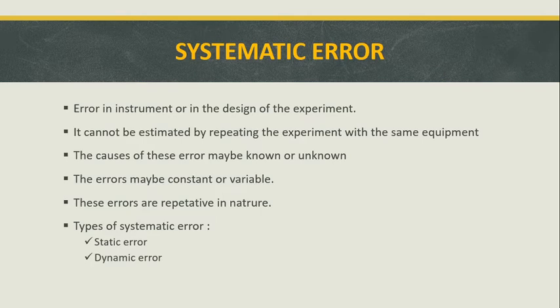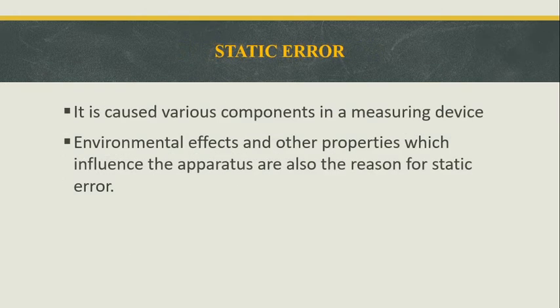This error may be constant or variable. In a systematic error, the error may be constantly maintained, or it may vary. And these errors are repetitive in nature. Types of systematic errors: there are two types, static error and dynamic error.